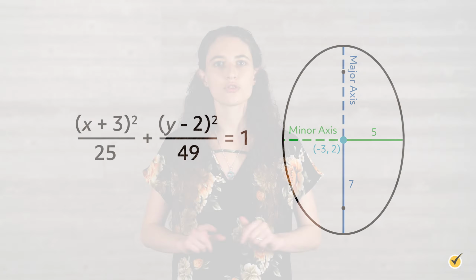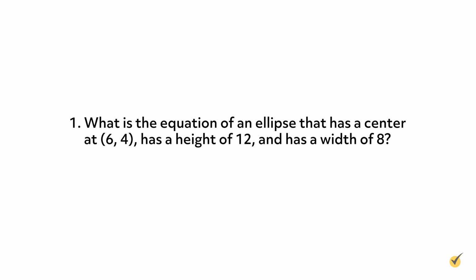Okay, to wrap things up, let's go through a couple of practice problems. Feel free to pause the video after each question to work it out on your own. Number 1. What is the equation of an ellipse that has a center at 6, 4, has a height of 12, and a width of 8?